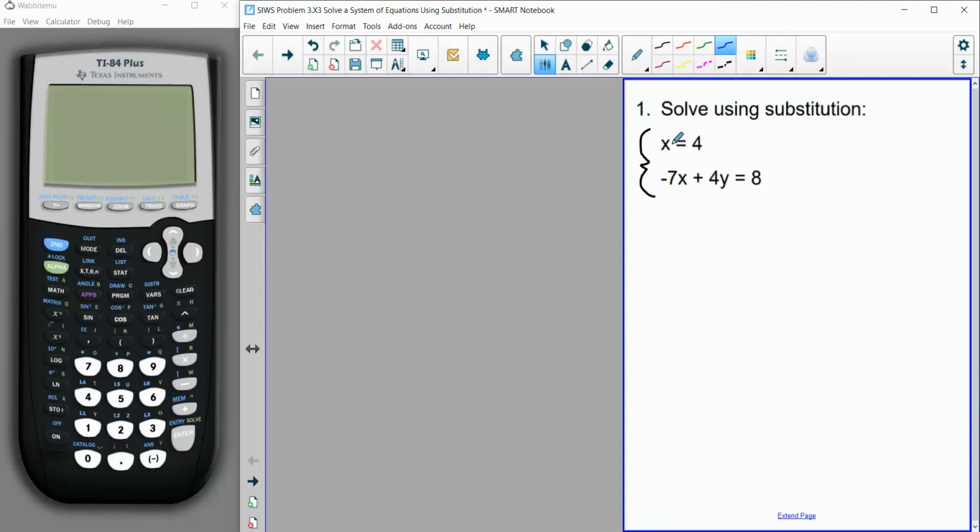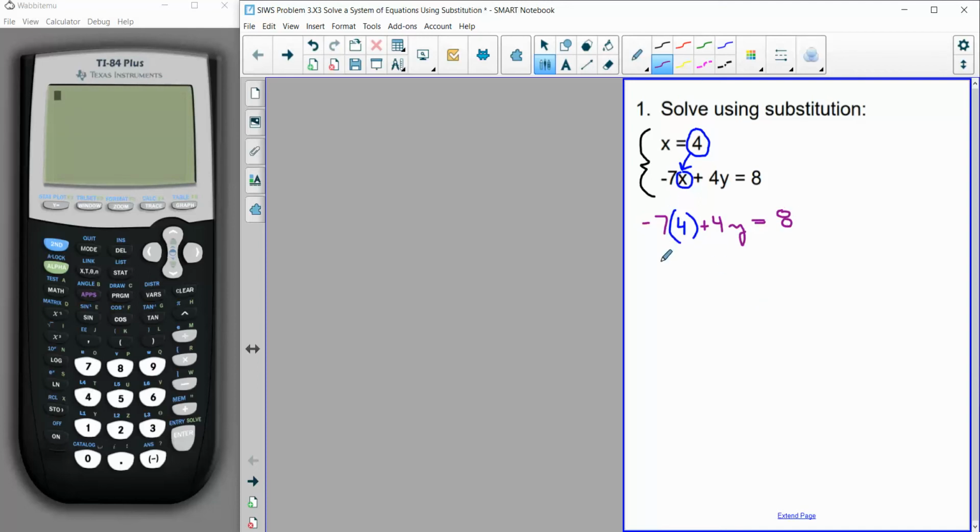So what it says is that x equals 4. X and 4 are the same thing. So if that's the case, I can put that value of 4 right in there for x. All right, so let's do that. Let's go -7 times the x value, which is 4, plus 4y equals 8. Okay, so that's an equation I can solve and figure out what y is.